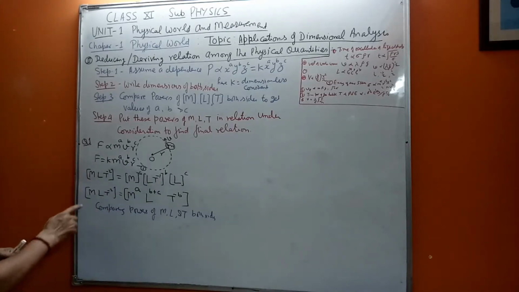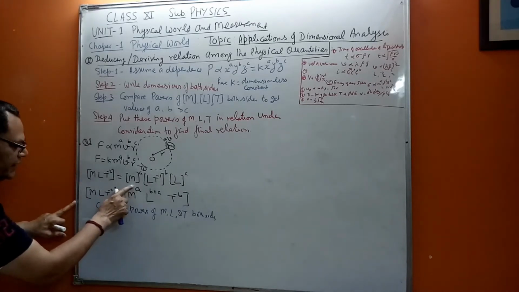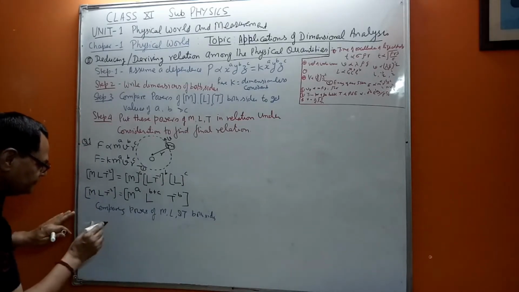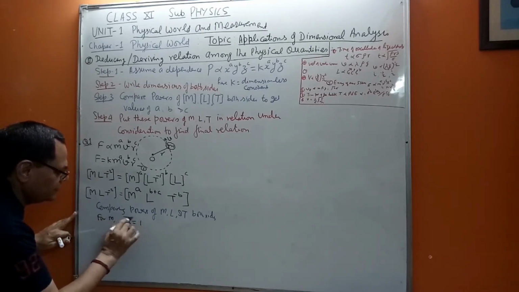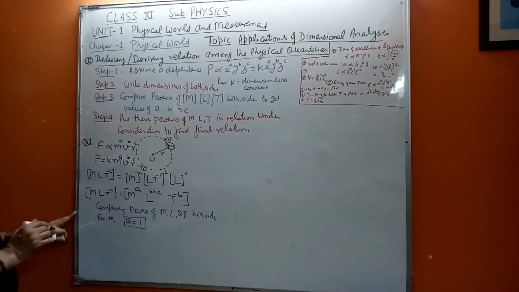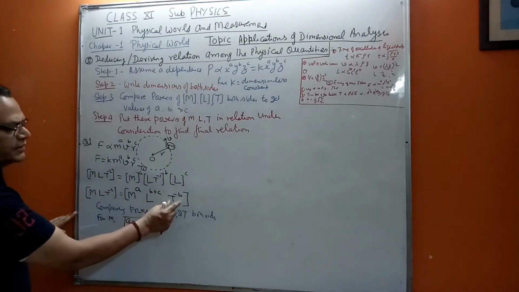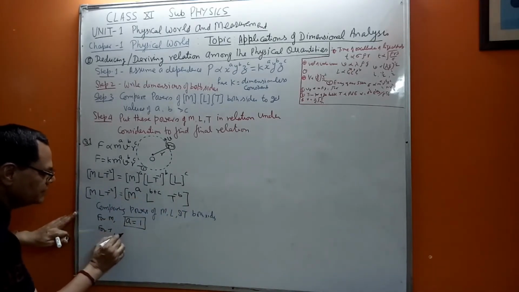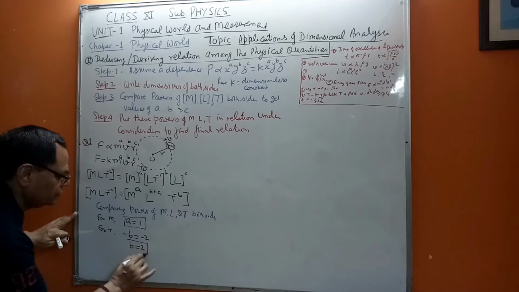So when we compare the power of M, here it is unknown power a and here is power 1. Therefore for mass M, you see a is equal to 1. This is one of the direct answers. Now it is better to consider first the term from which we can get the direct answer. I am able to see here T raised to power minus b and T raised to power minus 2. So for time, minus b is equal to minus 2. That means b is equal to 2.